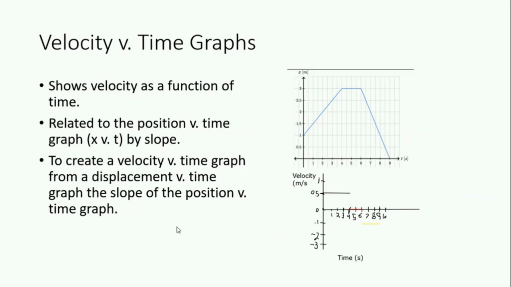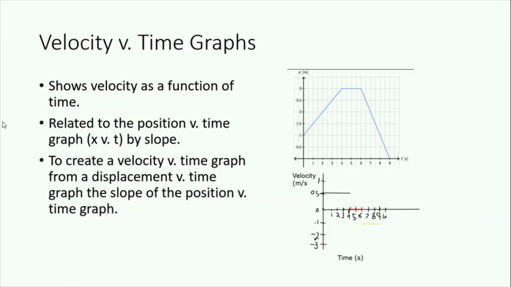Our next part is looking at a velocity versus time graph. And I took that same graph we were looking at last time. So this is a distance versus time graph up at the top. And I made it into a velocity versus time graph. Now here's how to do that. A velocity versus time graph shows the velocity as a function of time. It's related to a position versus time graph by the slope.